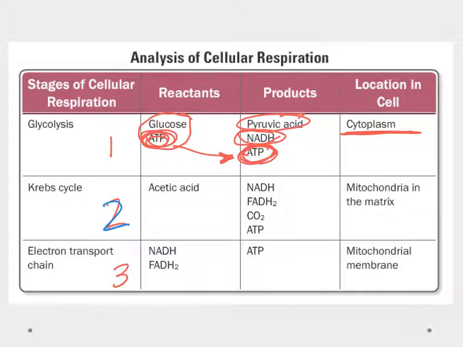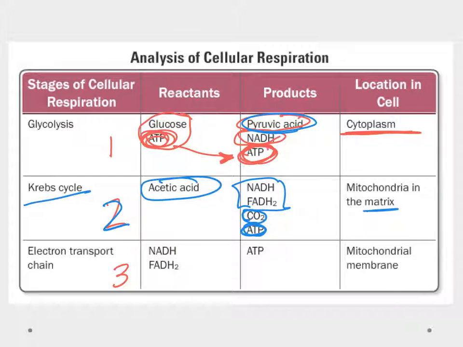The next step was the Krebs cycle, and in the Krebs cycle, we added to this pyruvic acid some acetic acid, okay? And what we got out of that were a few more electron transport molecules, NADH and FADH2. We generated carbon dioxide, and we made a little bit more ATP. And remember that the Krebs cycle happens in the matrix, or the fluid part of the mitochondria.